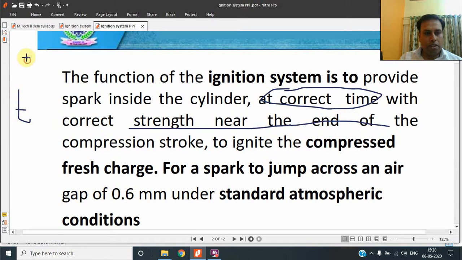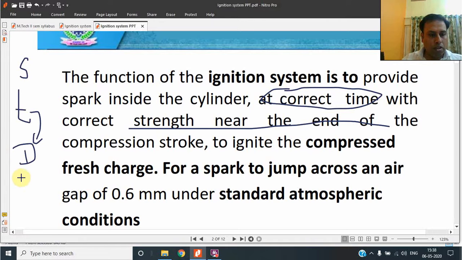As well as the strength of the spark is also important, because for timing either the distributor or ignition control module is used. If you are going for the conventional ignition system, then a distributor was used. But these days ignition control module, ICM, is used, because these days distributorless systems are there. And what else is there?